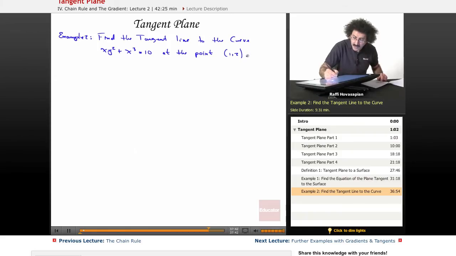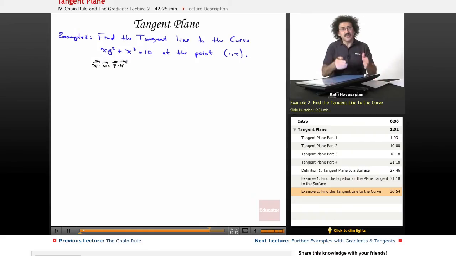Okay, so now notice we said the tangent line to the curve. Let me go back to black here for a second. This whole x dot n equals p dot n, this is true in any number of dimensions. This is the general form of the equation. So whether we're working in 3 space, 2 space, 15 space, that's the equation that we work.